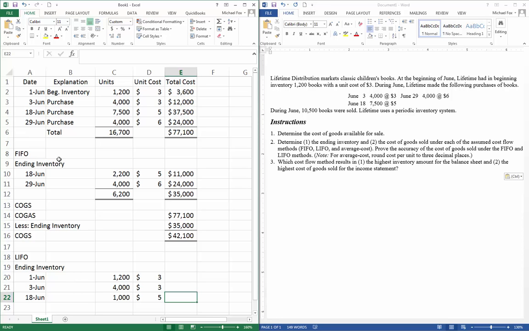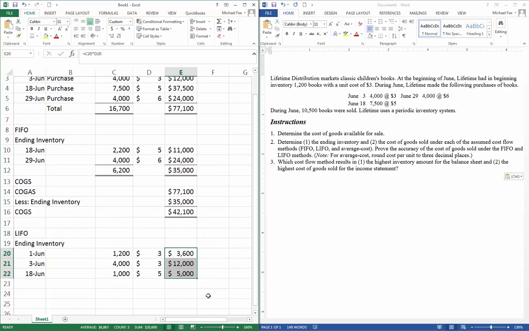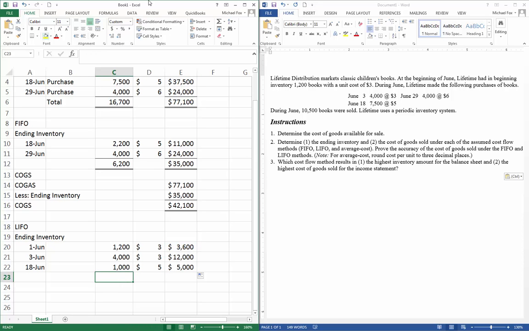So in first in, first out, we assumed the ones that were left over after we sold our units were the last units purchased. And then in last in, first out, we assumed that the ones left over after our sales are the first units that we purchased. Now we just multiply it out, and then we get our totals. 6,200 units sitting in inventory with a value of $20,600.